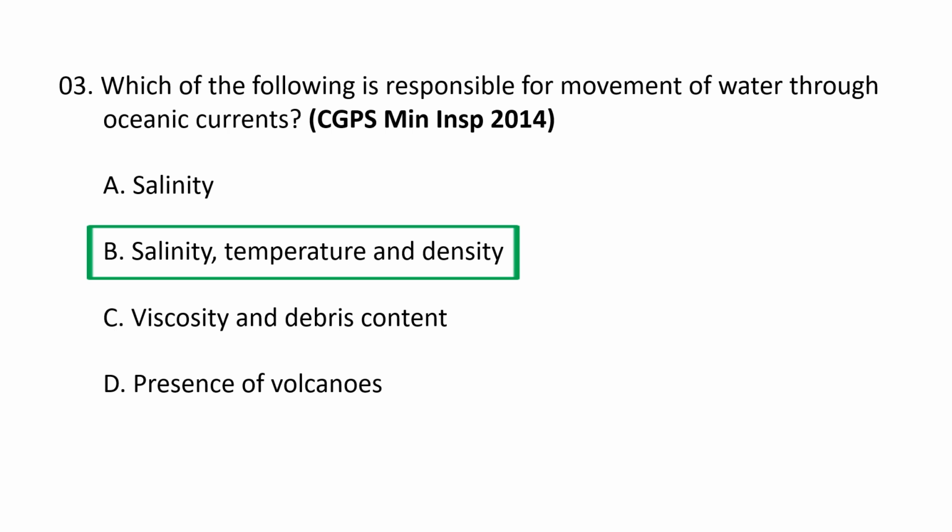Salinity, temperature and density. The primary factors responsible for ocean water circulation are salinity and temperature, because they directly influence the density of seawater, causing denser water to sink and lighter water to rise, driving deep ocean currents known as thermohaline circulation. So salinity, temperature and density are majorly responsible for the movement of water through oceanic currents. Next question.